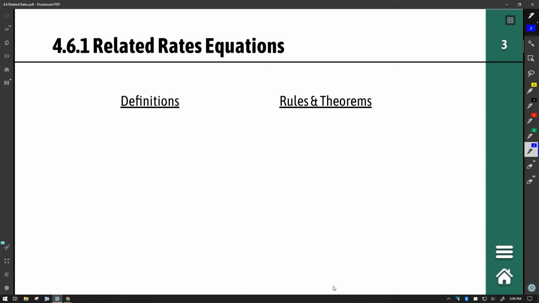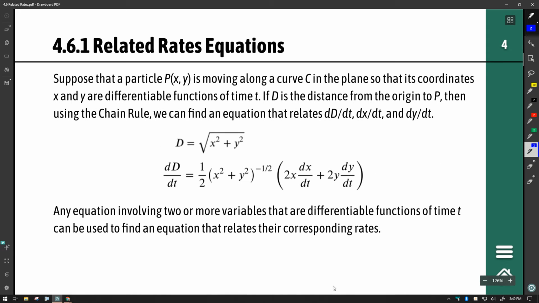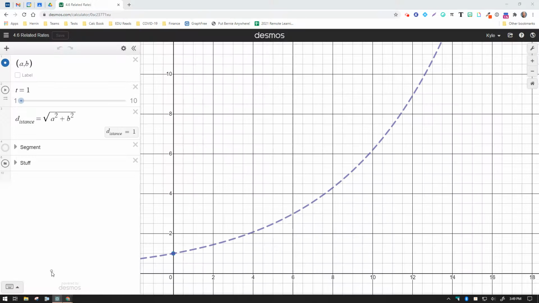So in this video, we're going to look more specifically at related rate equations. And let's begin this way. Suppose that a particle, a point, x comma y is moving along a curve C in the plane so that its coordinates x and y are differentiable functions of time. Let's pause there for a moment, and I have a Desmos graph for everybody on the next page.